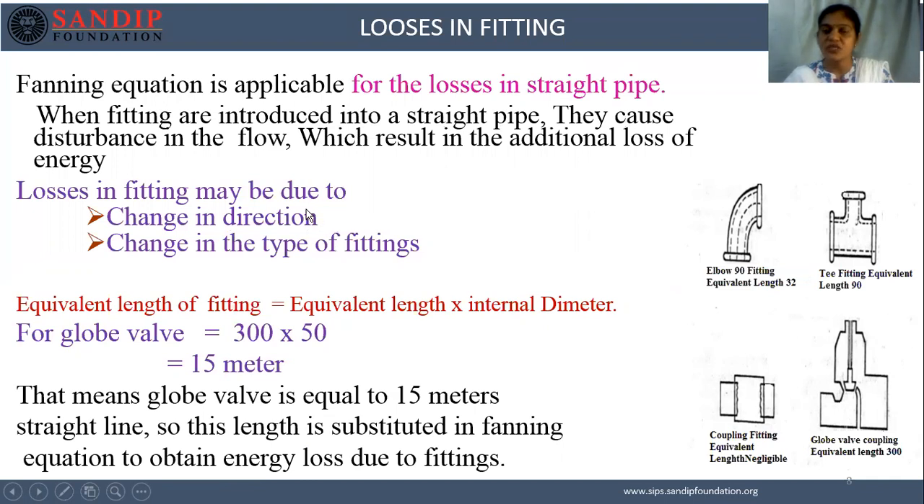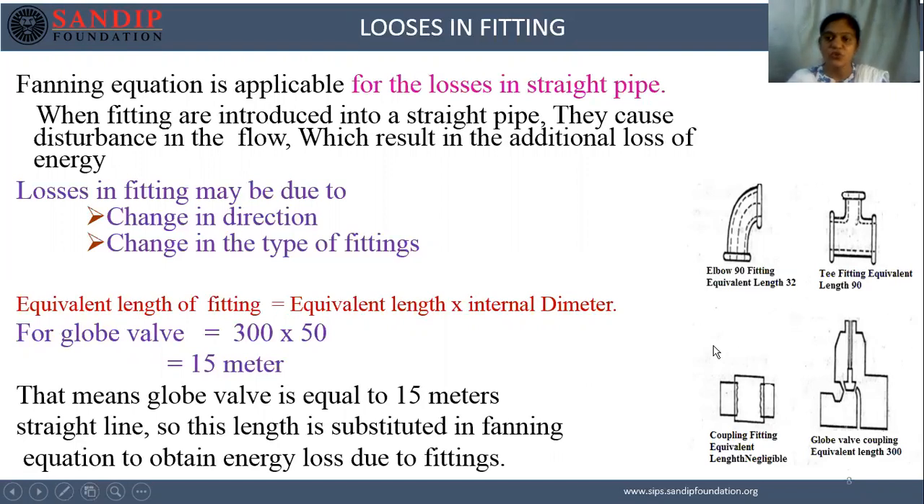Change in direction is related to, for example, the elbow fitting. Then change in the type of fitting, this is related to what here? Coupling. Then the valve. Okay, so these are the two examples of change in direction and change in type of fitting.